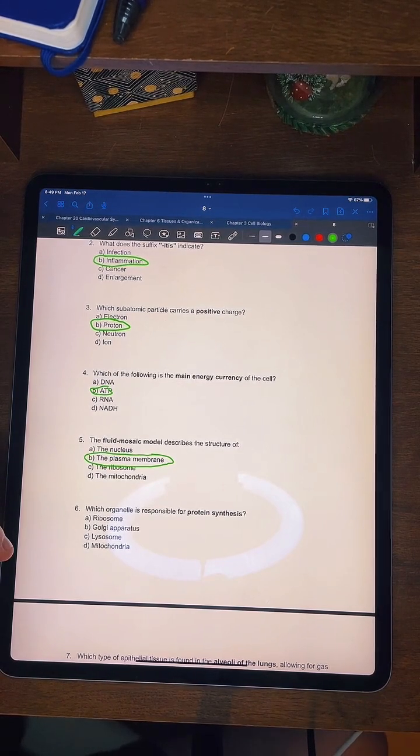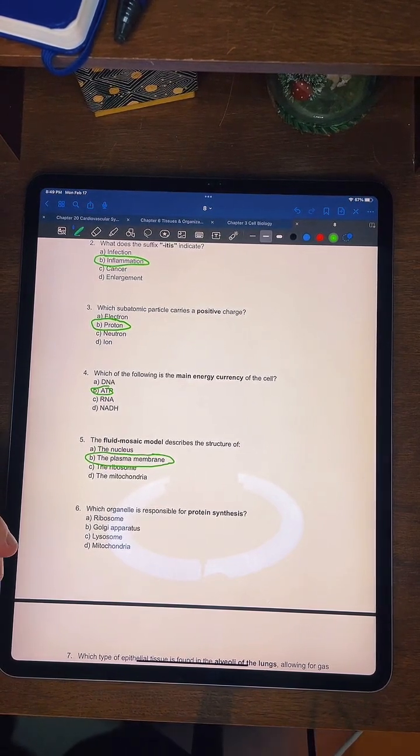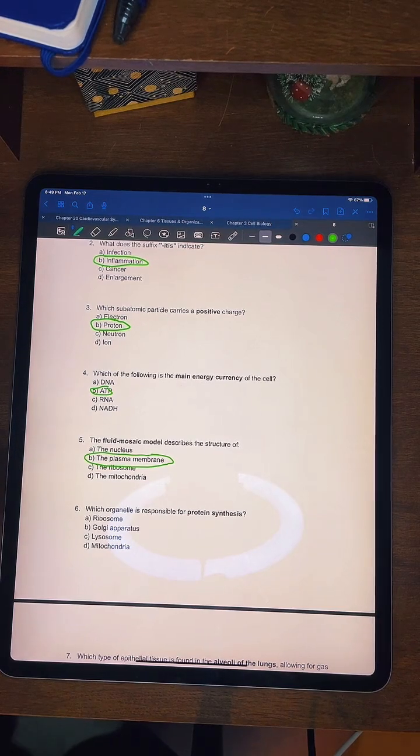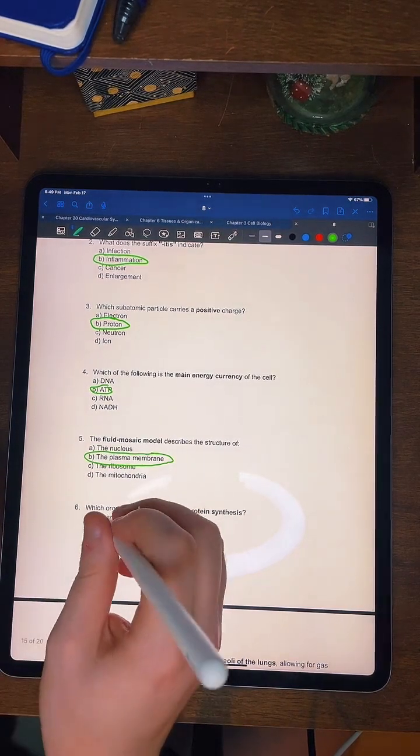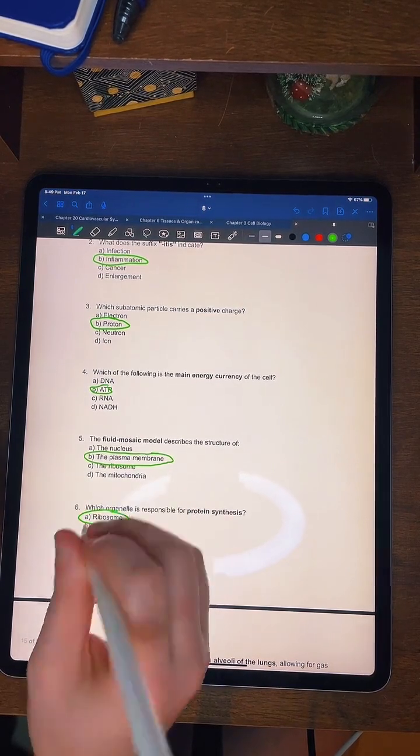And then number 6, which organelle is responsible for protein synthesis? We have A for ribosome, B for Golgi apparatus, C for lysosome, D for mitochondria. The answer is A, ribosome.